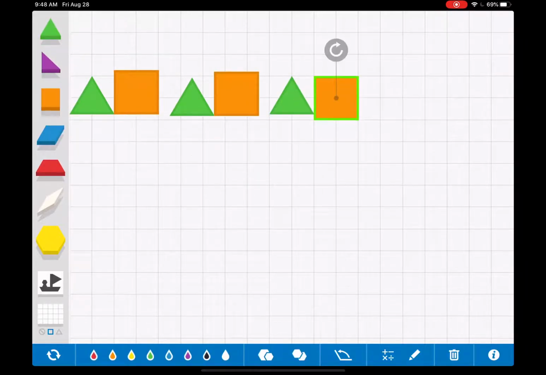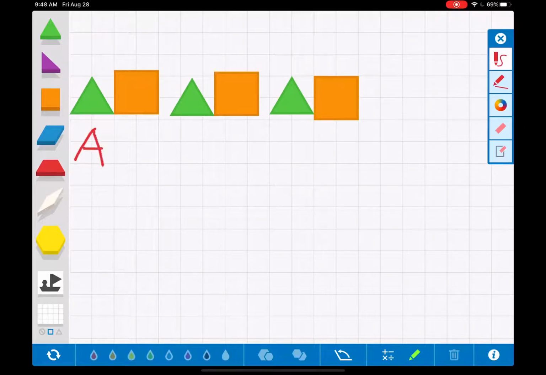Triangle, square. Since I know that the first part of the pattern repeats and it's always triangle, square, I can make this pattern go on as long as I want to. We call this an A-B pattern because A, B are the letters that represent a triangle and a square. Let's look at another pattern.